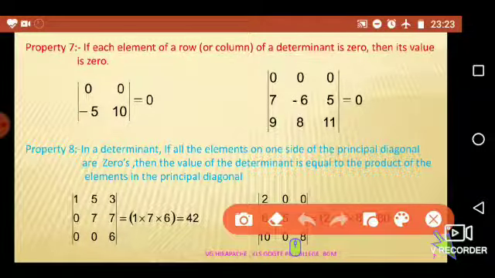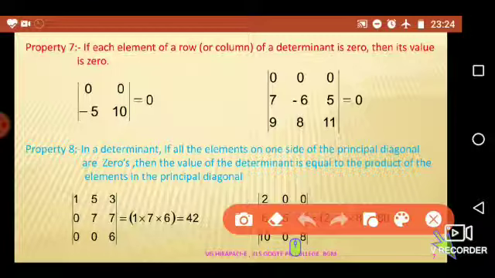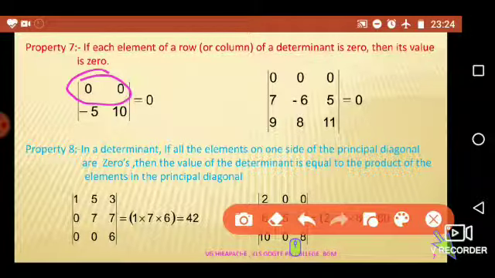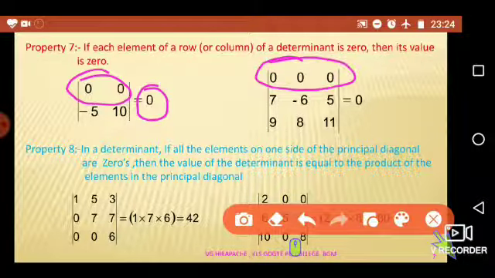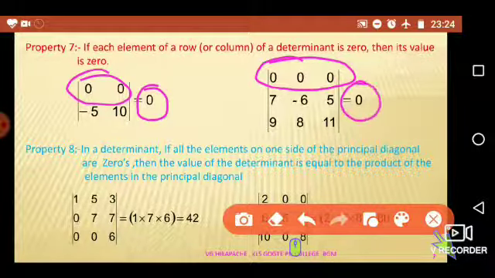If each element of a row or column of a determinant is 0, then its value is 0. The property says, if any row or column consists of all zeros, the value of the determinant is 0. This is a second order example, and this problem is of third order. The first row consists of all zeros, therefore the value of the determinant is always 0. Moving to the next property, property number 8.